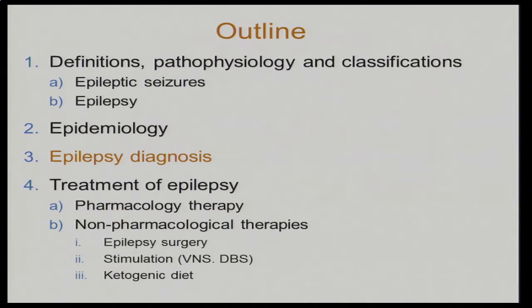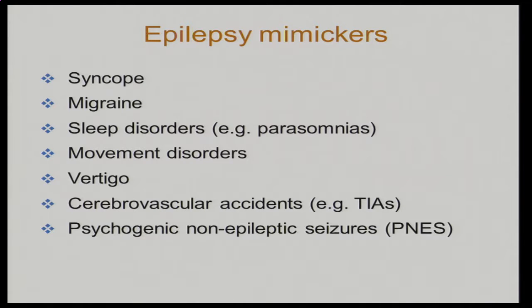So how do we diagnose epilepsy? The first important thing to keep in mind, at the back of our mind, is that there are many conditions that in fact can mimic epilepsy. This is just a short list, including some examples. But it's important to keep them at the back of our mind in the consideration of a patient presenting with suspected epilepsy. So what are the epilepsy mimickers? Examples are syncope, migraine, sleep disorders such as parasomnias, movement disorders, vertigo, cerebrovascular accidents, or psychogenic non-epileptic events. And it's important to emphasize why we need to consider epilepsy mimickers, because making a wrong diagnosis of epilepsy can be more stigmatizing than a delayed diagnosis of epilepsy.